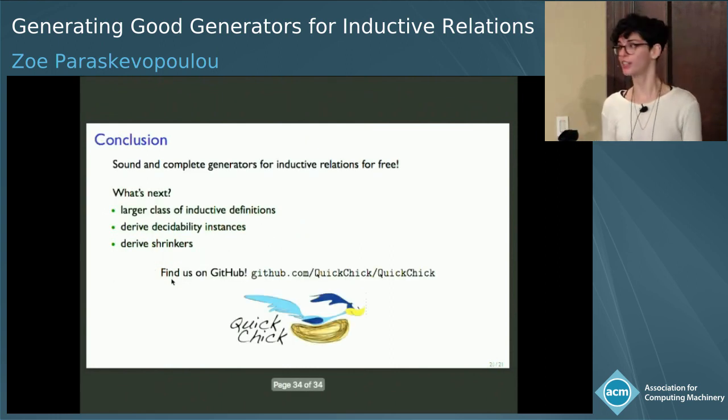And in conclusion, I showed you our approach to generating sound and complete generators for inductive relations for free. In the future, we would like to extend the class of inductive definitions we can handle. We would also like to use the same machinery not only to derive generators, but also to derive decision procedures to test the conclusions of the conjectures we would like to test, and we want the corresponding proof of correctness by using the exact same machinery. And lastly, we would like to derive shrinkers, which are programs that shrink counterexamples, but we would like to do it in a way that the inductive relations are preserved.